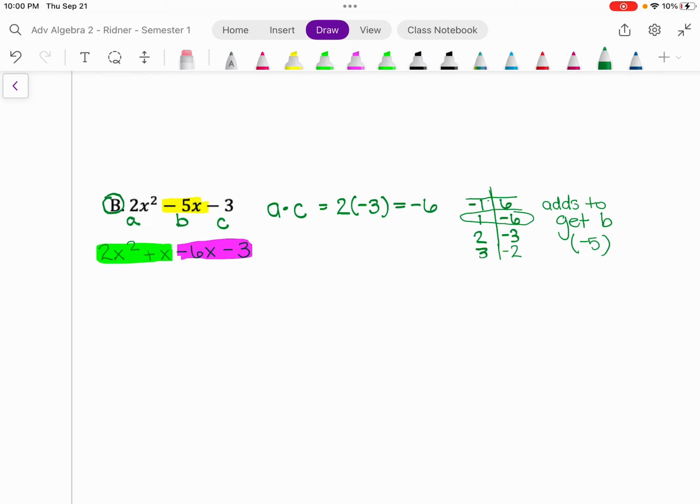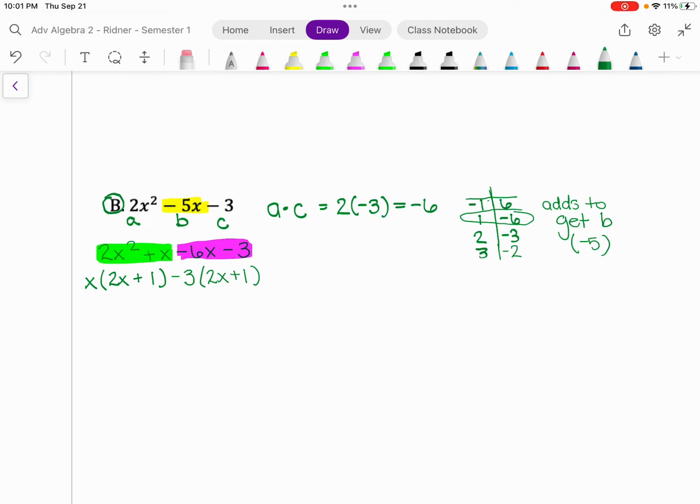So 2x squared and x have x in common. So if I factor that out to the front, so think about like undistributing. I factor x out to the front. X times what is 2x squared? Well, that's 2x. X times what is x? Well, that is 1. Now do the same thing for the second highlighted. So what do -6x and -3 have in common? And that's -3. Okay, so -3 times 2x gives me -6x, and then -3 times 1 gives me -3.